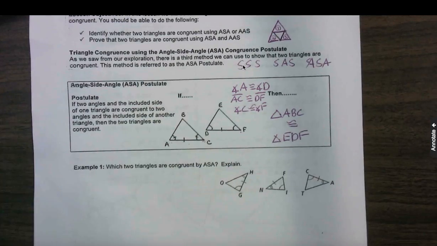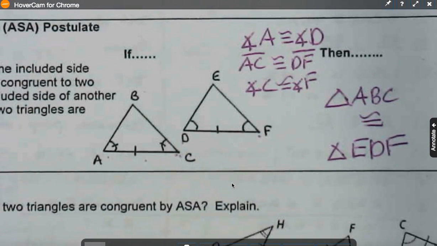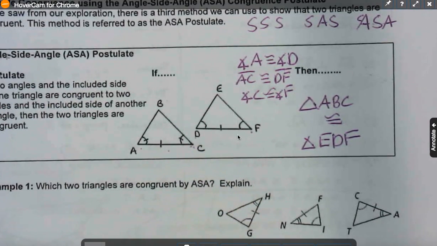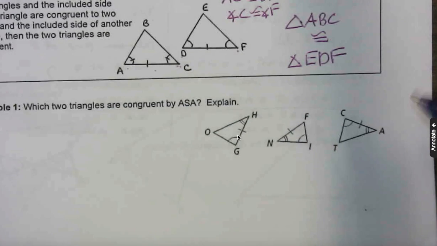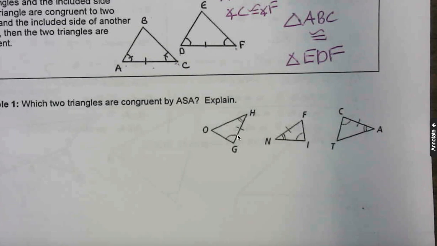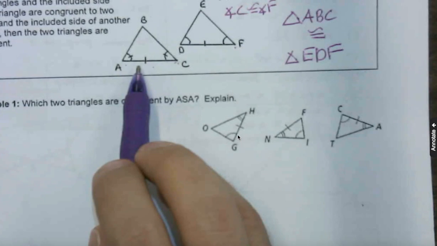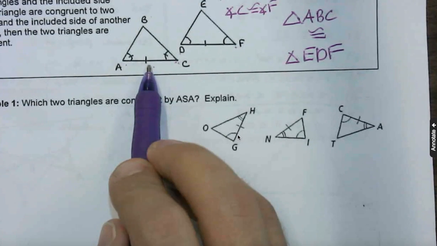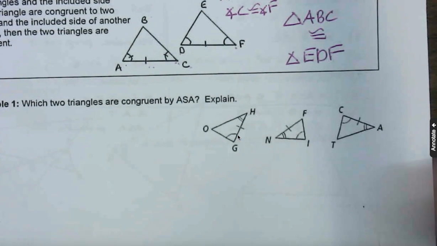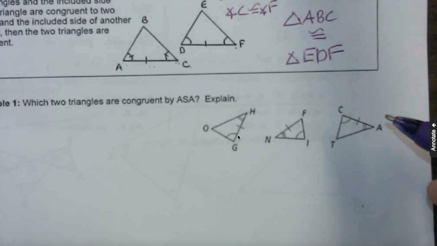With this example seen here, we're being asked to use angle, side, angle and explain if these triangles are congruent or not. So this may be a little tricky, and I encourage you to rewrite these if you can. Well, what we're looking for is similar to up here, how we want an angle, and then on one side it's a side that's congruent, and then another angle. So we're looking for that kind of setup.